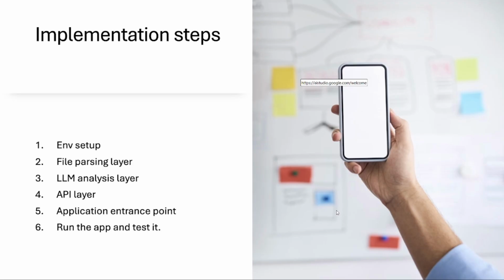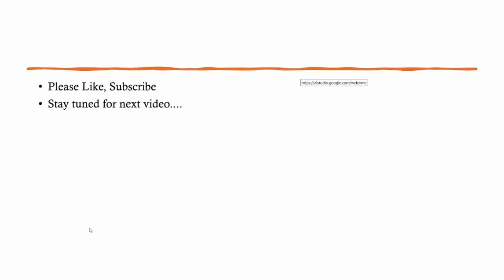So these are the layers we already completed. Environment layer, then file parsing: we created one utility folder where we are parsing our files. Then the services class, where we are analyzing that data, with the LLM analyzing our data. Then the API layer, which means the routes folder, and then the application entry point, that is the main layer, and after that we ran the application and tested it.